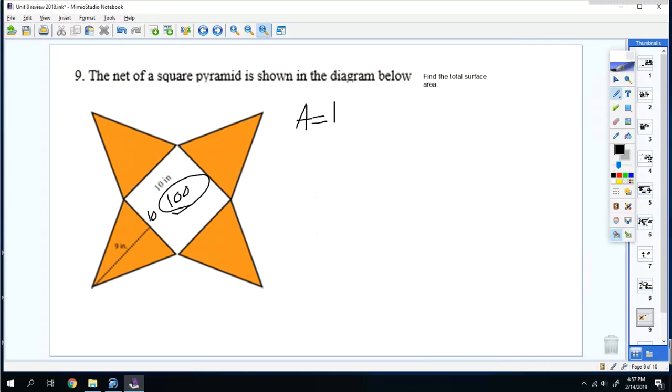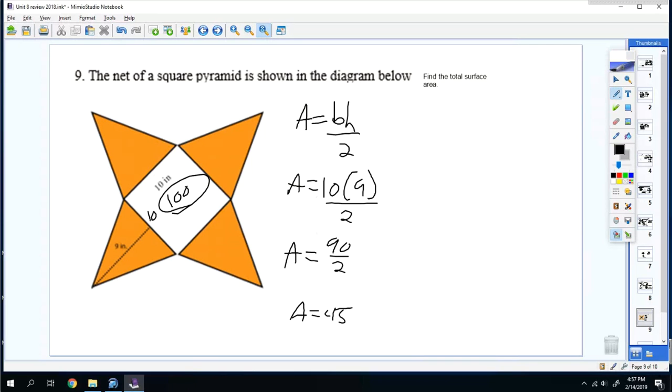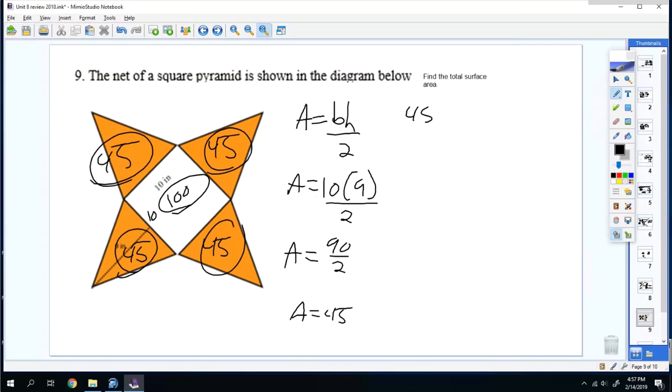Area formula for triangle is base times height divided by 2. The base of the triangle is 10 and the height of the triangle is 9, and we divide by 2. 10 times 9 is 90, divided by 2 is 45. So it means that this guy's 45, this one's 45, this one's 45, and this one's 45. So I'm going to do 45 times 4 to find my lateral surface area. So that's 180. Well, that's my lateral surface area, so I also have to add my area of the base, which is 100, which will be 280.